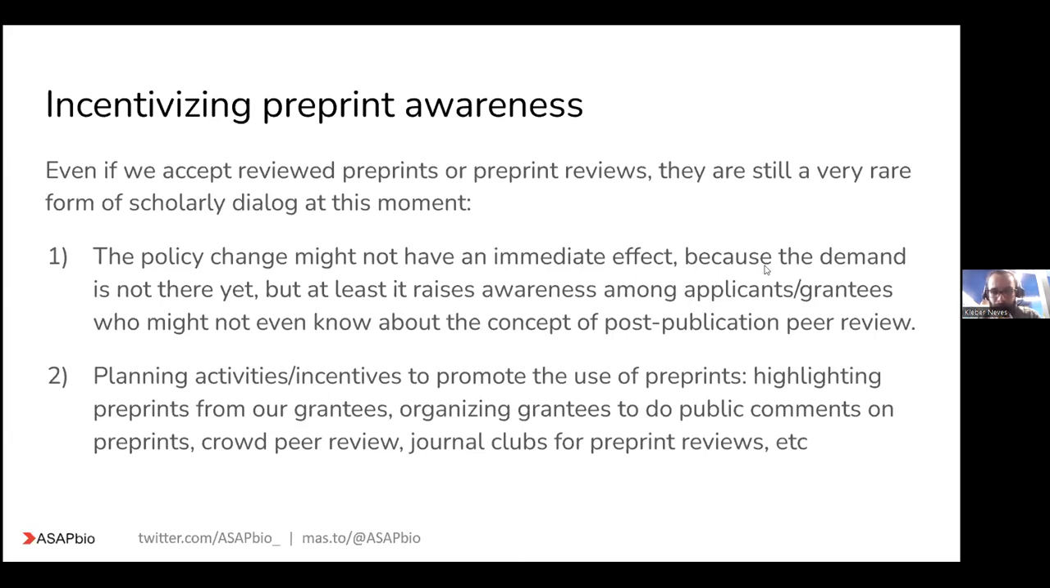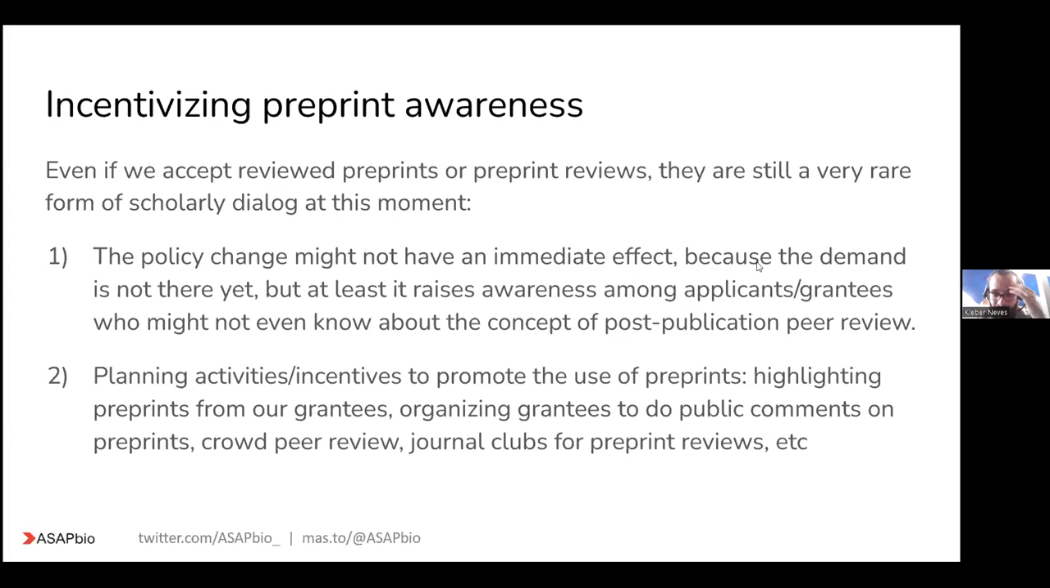And the second part is that we're planning to actively engage our grantees in the use of preprints by doing some activities with them, like inviting grantees to do a public live-stream journal club, much like Vanessa suggested, or to do a crowd review and then publish those as public commentary on preprints, or organize a crowd peer review event.